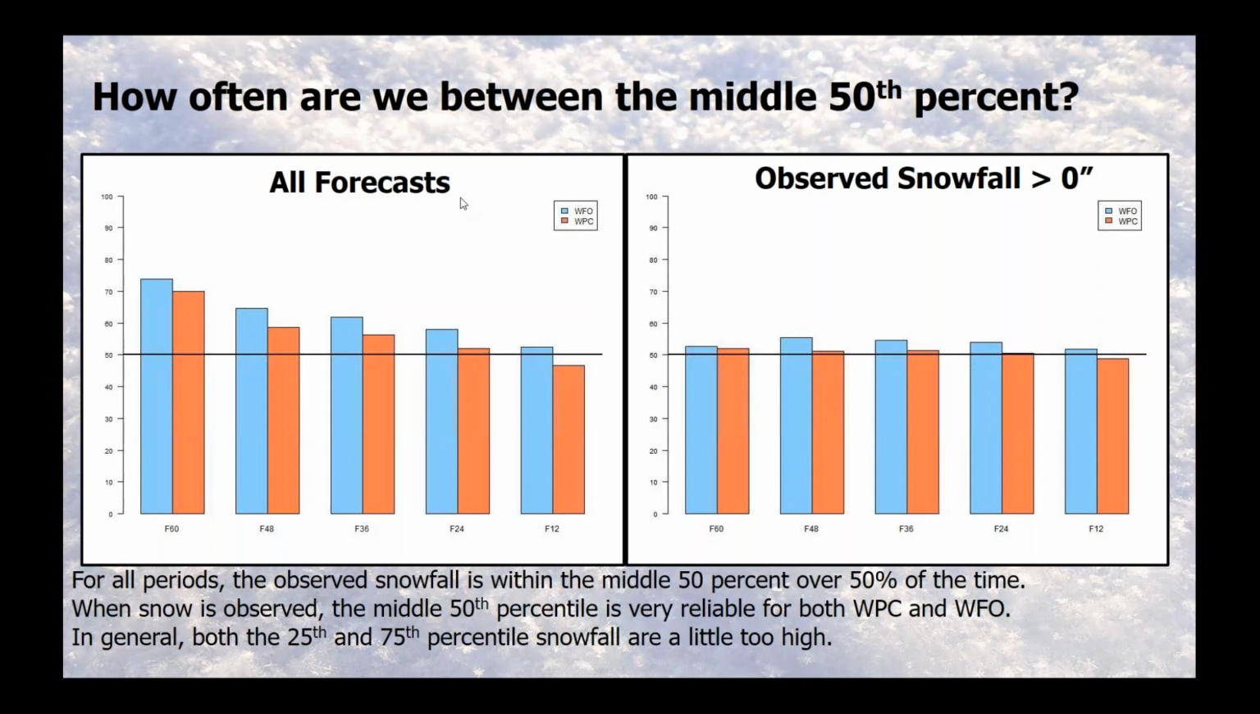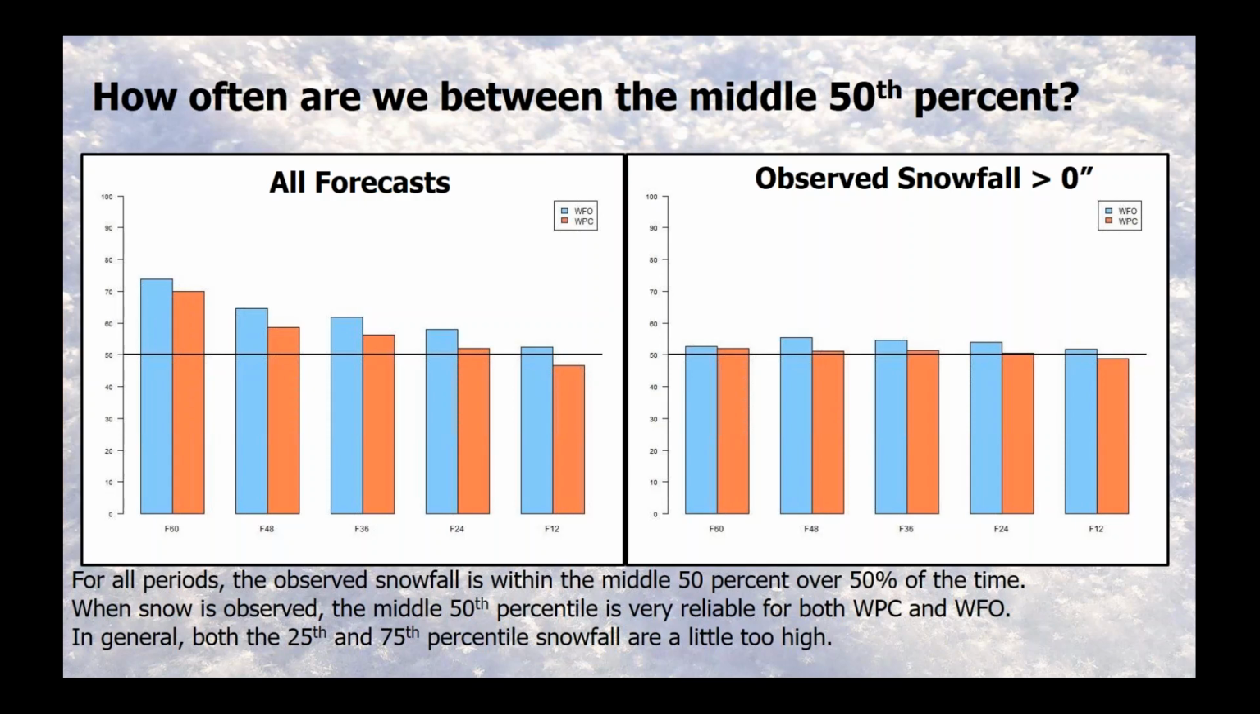So if we look at all our forecasts here, at 60 down to 12 hours, or first period, we see initially when we're out at 60 hours, we're getting in between those goalposts too often, around 70 to 75% of the time for the WFO, a little bit less for WPC. And so basically that means that our goalposts are too far apart. Our 25th to 75th range is too large at 60 hours.